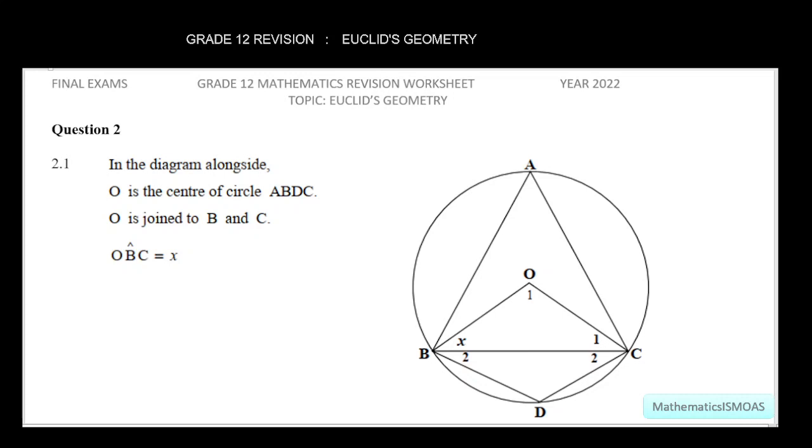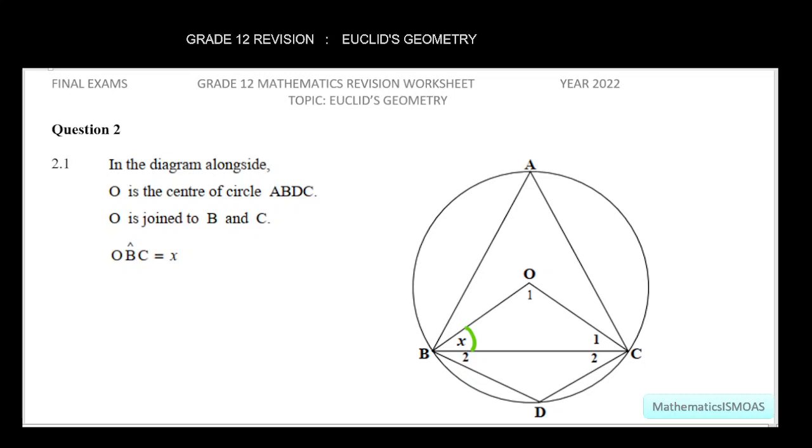Then we are further told that O is joined to B and is also joined to C. And we are given the size of angle OBC, and it is equal to X. Angle OBC is equal to X.